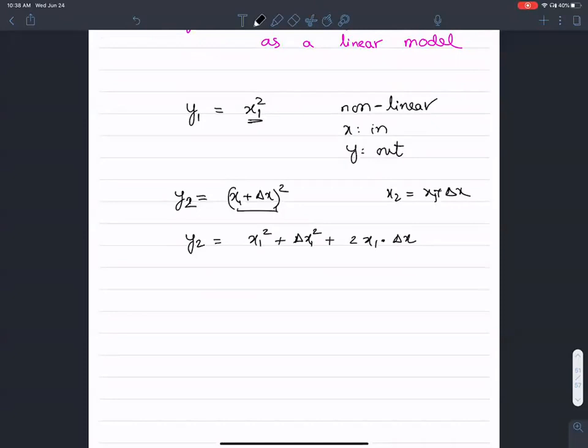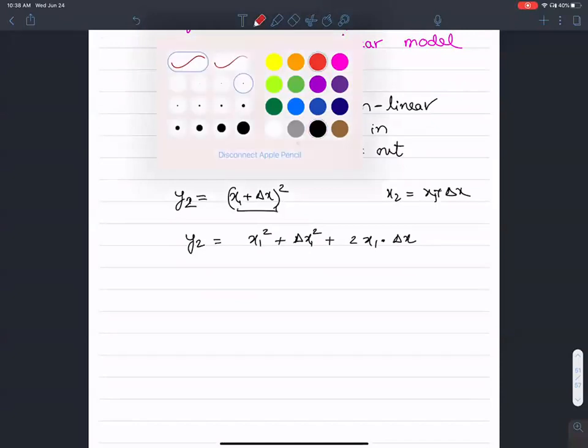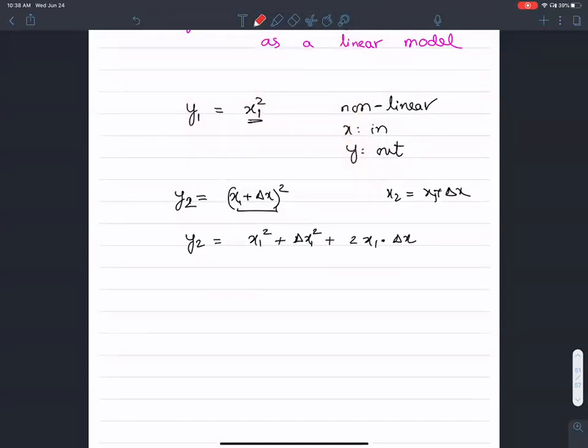So my argument, and here is the argument that we will make for all the small signal analysis: if delta x is small, if delta x is very, very small, I can make the assumption that delta x squared is 0. Now, therefore, y2 is x1 squared plus 2 times x1 times delta x.